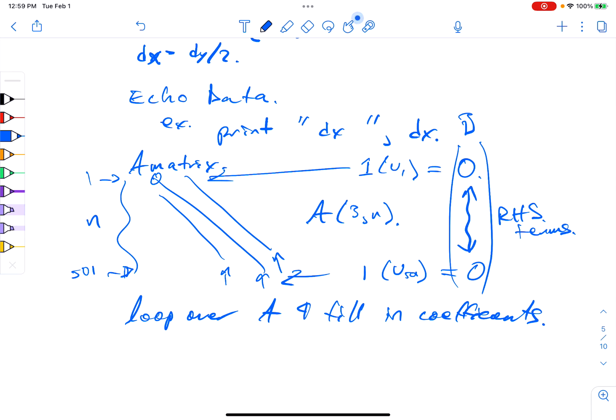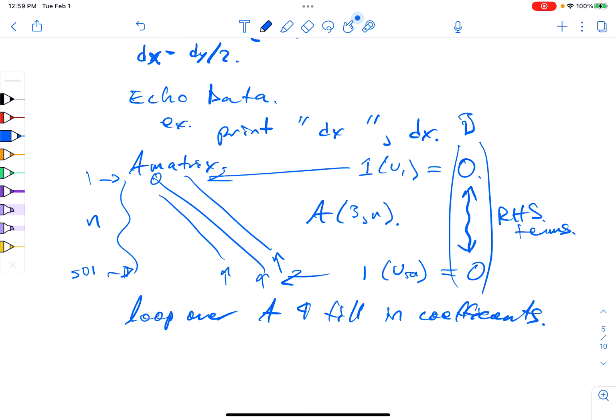What is my source? My source is 1, right? Which is kind of like partial P partial X, if I had a pressure gradient equivalently. So that would be the right-hand side source. So the right-hand side is really easy to create. I just set my first array element to 0, and the last one to 0.